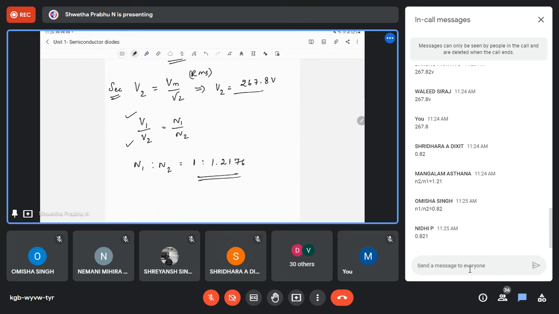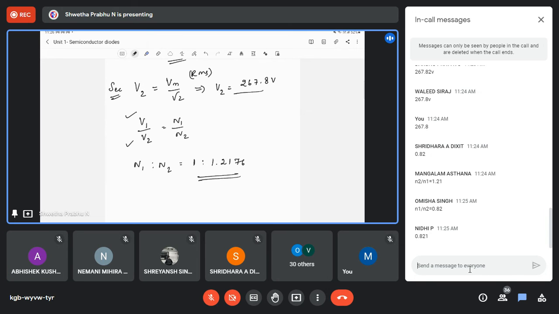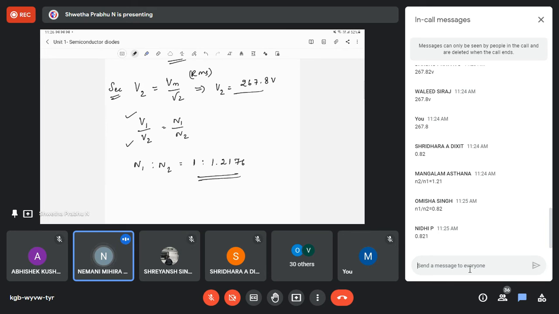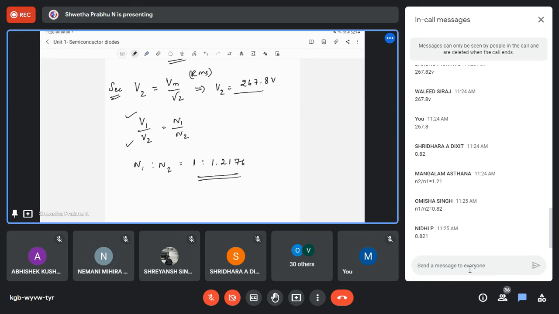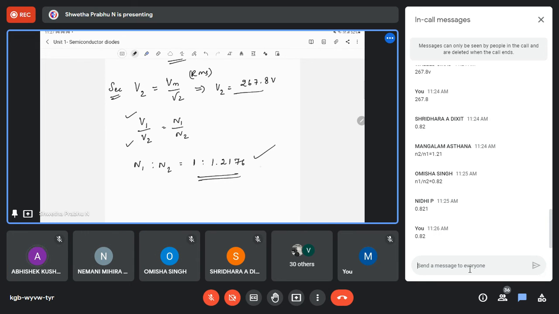Yes, ma'am. Wait, just a second. Let me open the calculator because I don't have the calculation with me, only the answer. Let me also verify. V1 value is 220 divided by. Is this the answer you are getting for N1 is to N2? Yes, ma'am. Right. This is the solution. Others, please check.